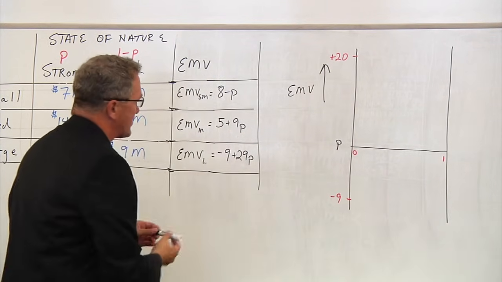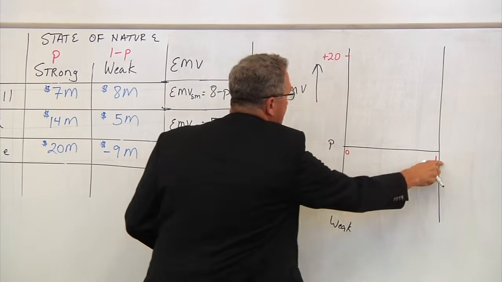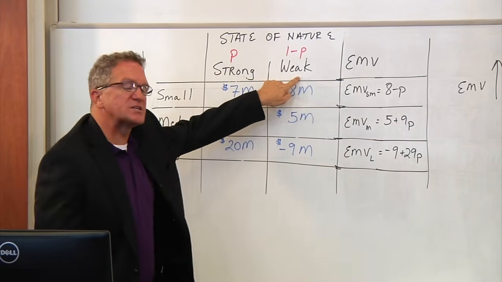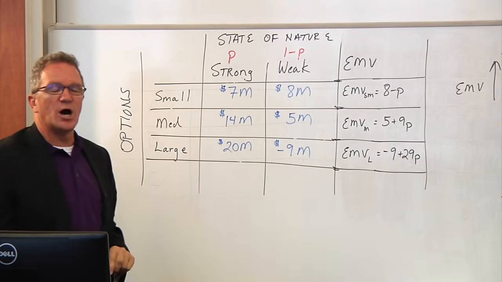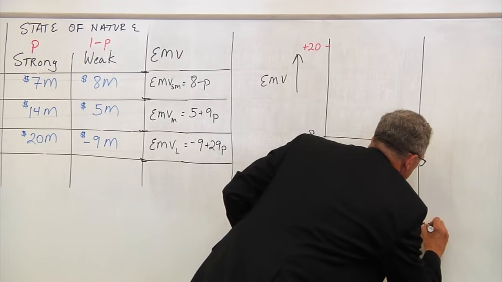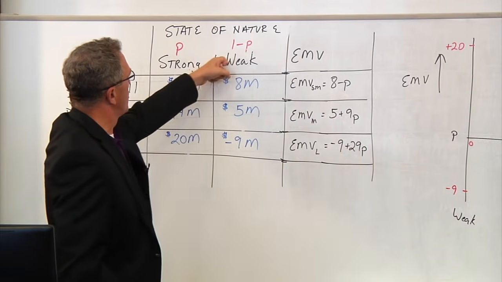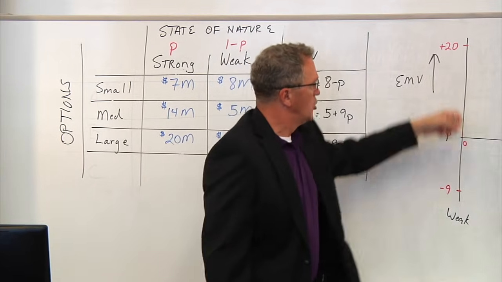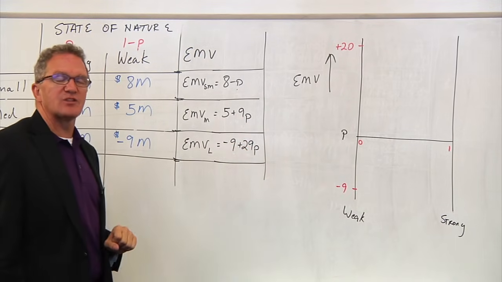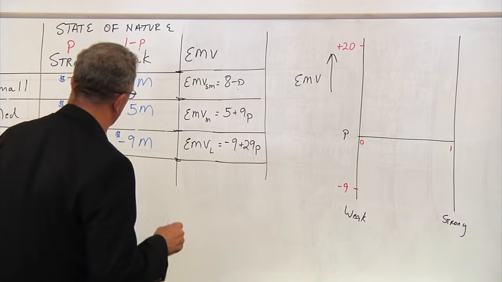Therefore, this vertical axis is weak demand. At 100%, we have strong demand. The chance of weak demand, if P is 100, 1 minus 1 is 0. So this axis is strong demand. What it really means is, whatever the number for weak is, that's going to be plotted here. Whatever the number for strong is going to be plotted here. Since we have a slope here, it's a linear function, we can just draw a straight line between them. That might confuse you. So let me do it another way.